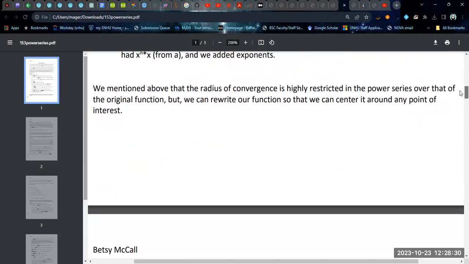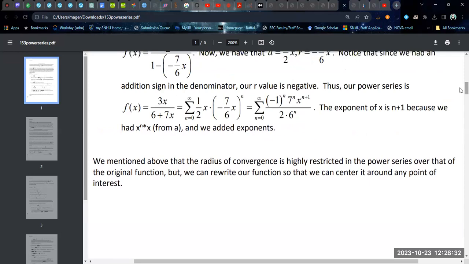And of course, depending on what you need to do, if you're just asked to write the function as a power series, then you're done. If you need to find the interval of convergence, then you would have to go through the process that we went through in some other videos.